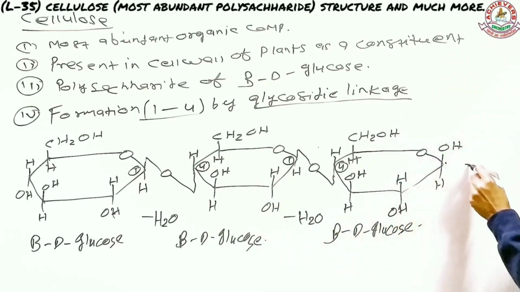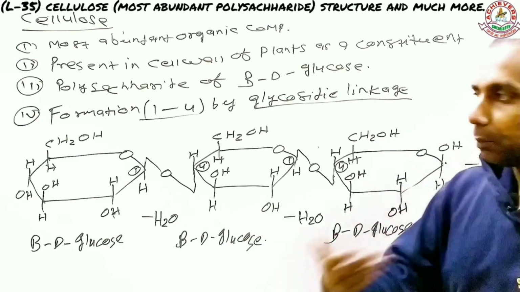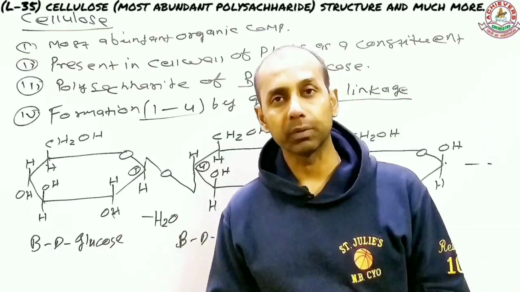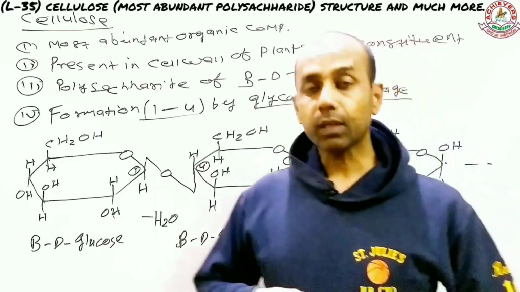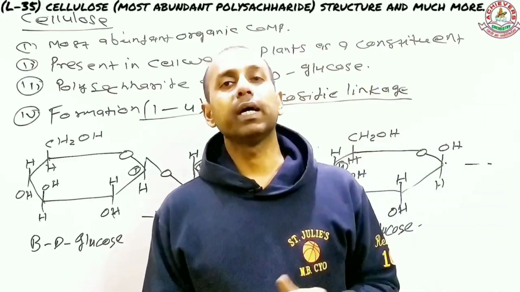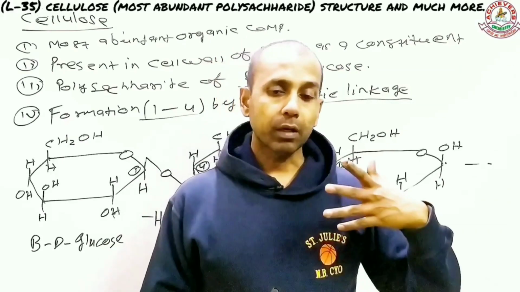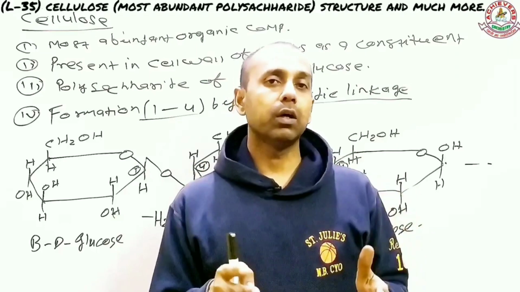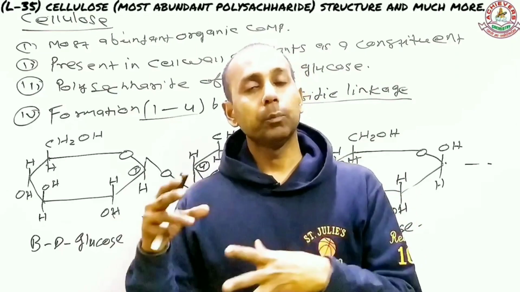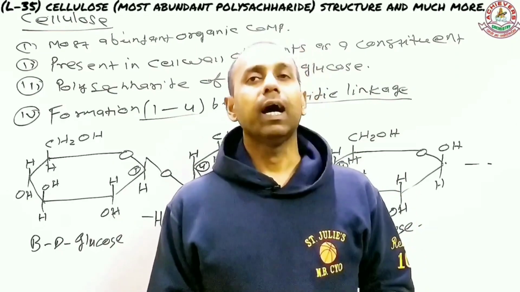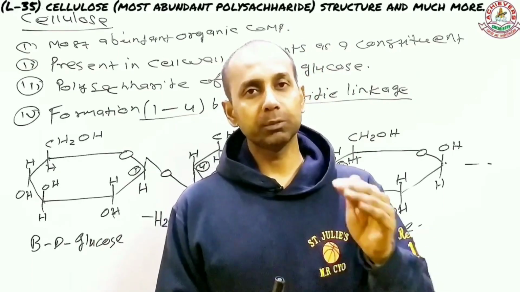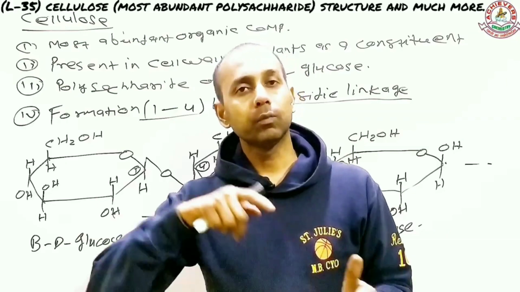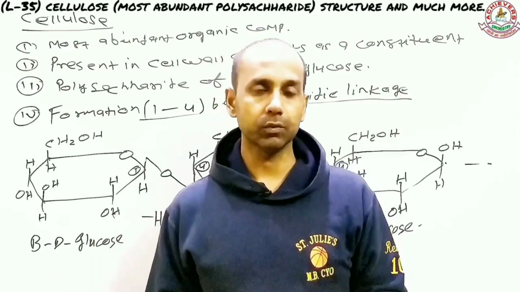And this way, it results in adding more and more beta D glucose in the sequence, and that's how cellulose is formed. Right? Let me repeat back. A cellulose molecule is formed by a number of glycosidic linkages that develop between two adjacent beta D glucose molecules, right? And that's why the bond you need to remember is between first and fourth. First carbon of one beta D glucose and fourth carbon of the next beta D glucose.